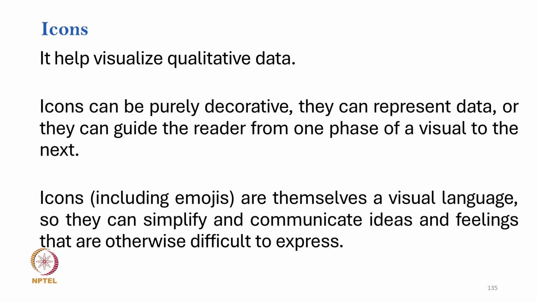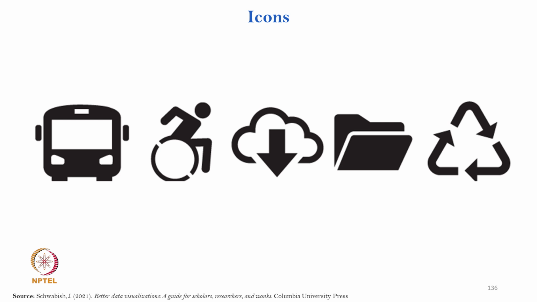Icons, like iconography, can especially help visualize qualitative data. Icons can be purely decorative, they can represent repetitive data, or they can guide the reader from one visual to the next. They can also be part of emojis, which are themselves a visual language. They can simplify and communicate ideas and feelings that are otherwise difficult to express.